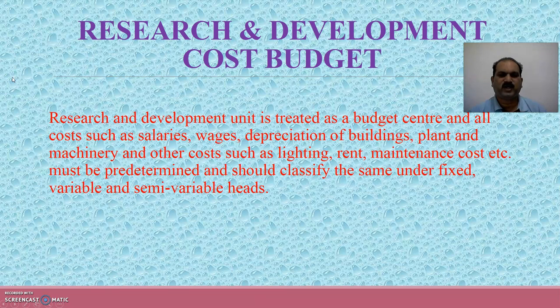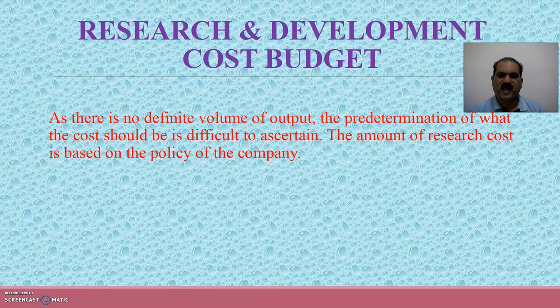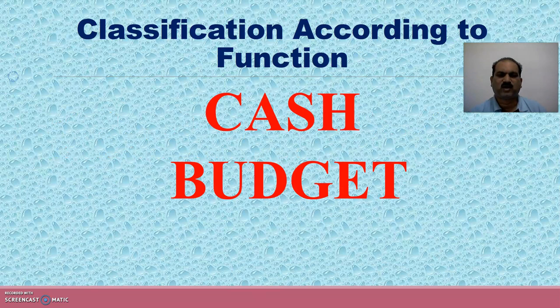Research and Development Unit is treated as a budget center, and all costs such as salaries, wages, depreciation of building, plant and machinery, and other costs such as lighting, rent, maintenance cost, etc. must be predetermined and should classify the same under fixed, variable, and semi-variable heads. As there is no definite volume of output, the predetermination of what the cost should be is difficult to ascertain. The amount of research cost is based on the policy of the company.